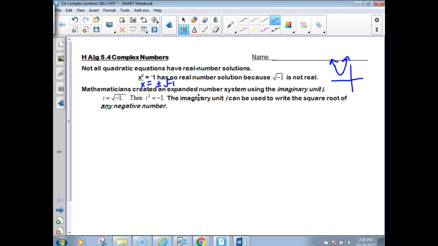All right, so we're going to learn today that the square root of -1 is this fancy number that mathematicians came up with. They expanded the number system into letters. I know kids love that, don't they? All right, I is the square root of -1. These are the two most important things to know today. And I squared is equal to -1. So this imaginary unit I can be used to write the square root of any negative number.